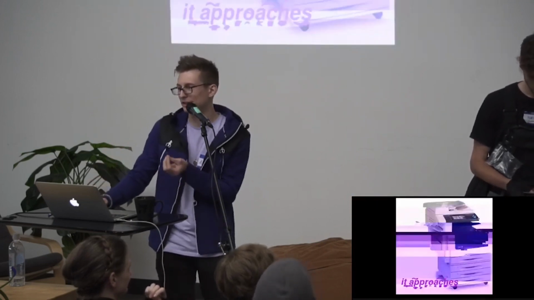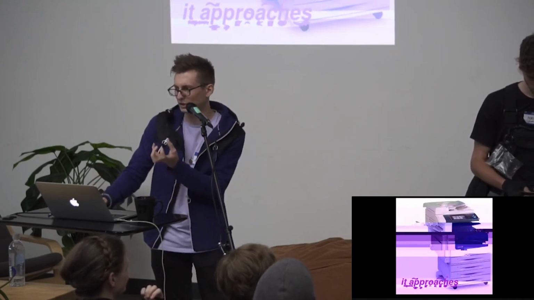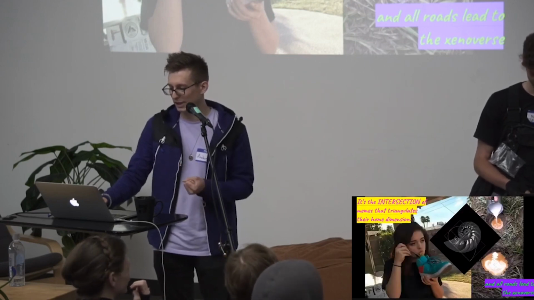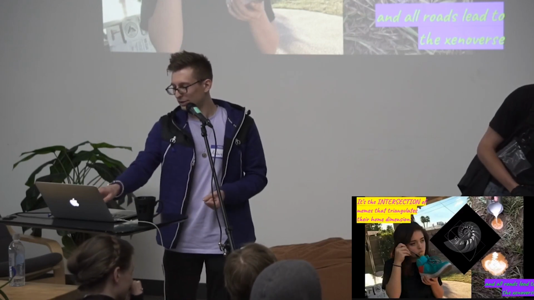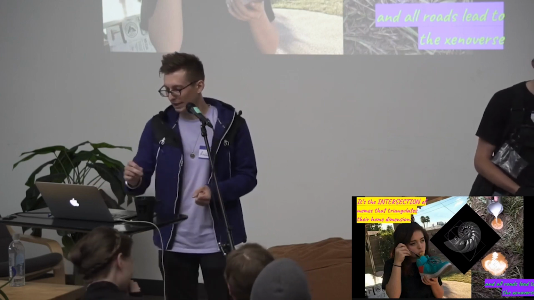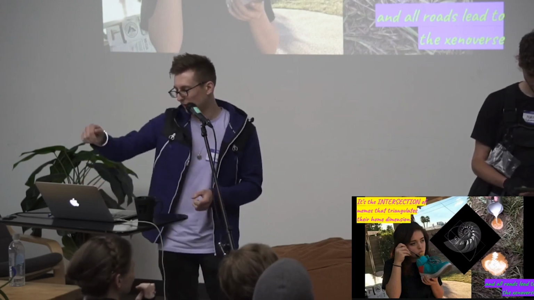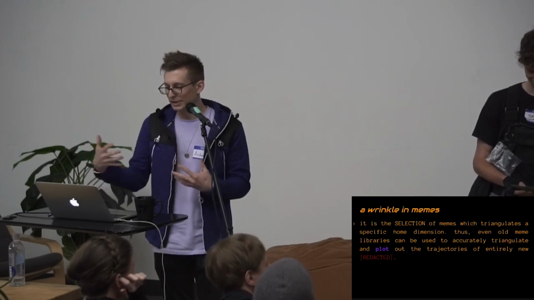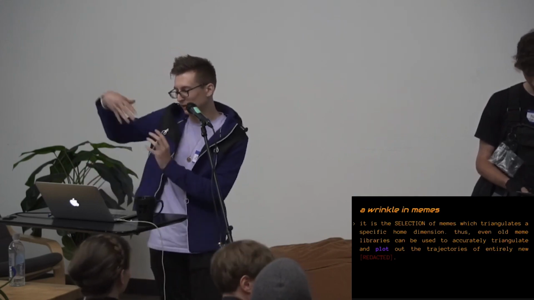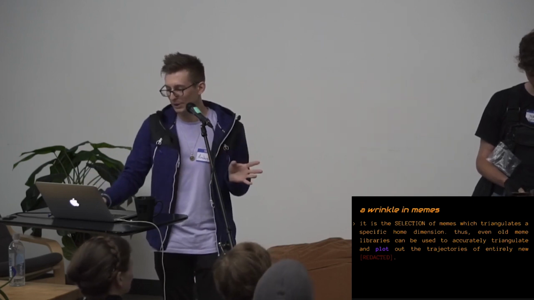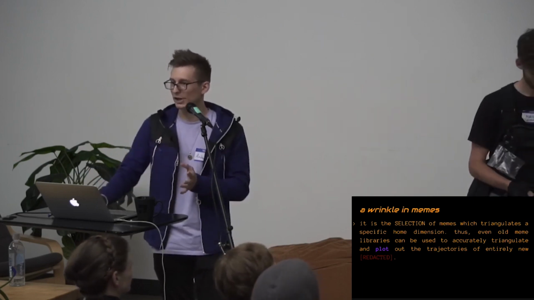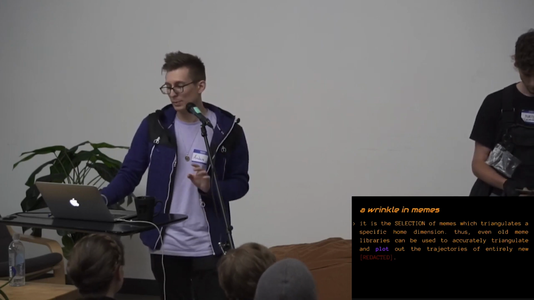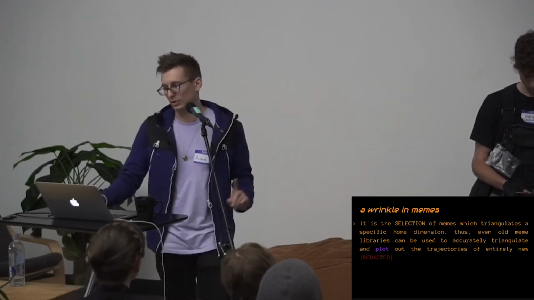So this is Xenoreaction, XRX is the acronym. So Xerox approaches the machine, it's going to copy you, it's going to clone you. And it's the intersection of memes that triangulates their home dimension. So there's this lovely, you can see the golden spiral there on the conch shell, and she's got the shoe, and then you've got this lovely rings in the coffee, and all roads lead to the Xenoverse. So it's a selection of memes, a wrinkle in memes that triangulates a specific home dimension. So even old meme libraries can be used to accurately triangulate and plot out the trajectories of entirely new, you could say maybe other dimensions or things like that, but we shouldn't go into it too much, because if you talk about them, they'll hear you and they'll come over here.